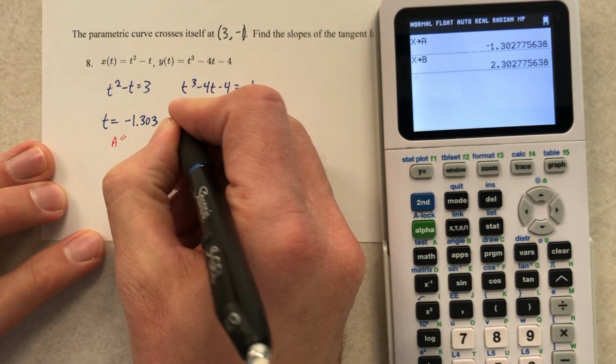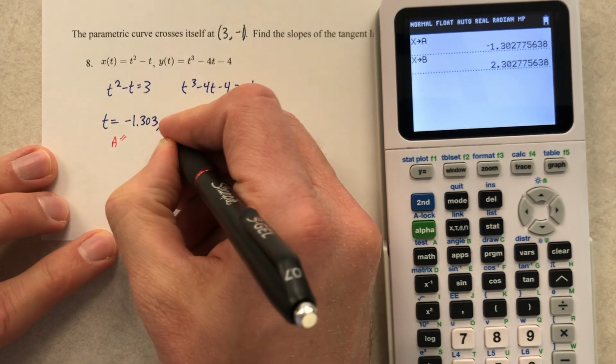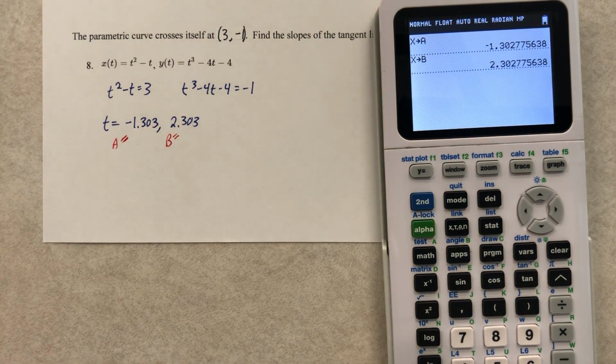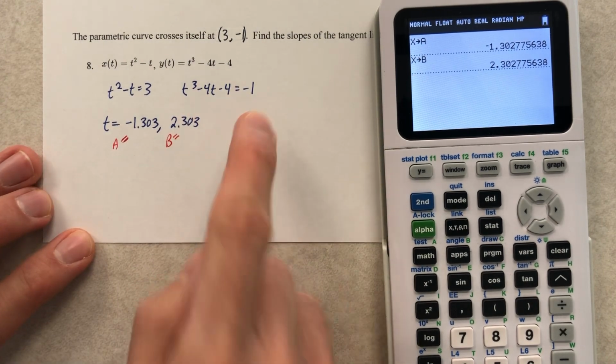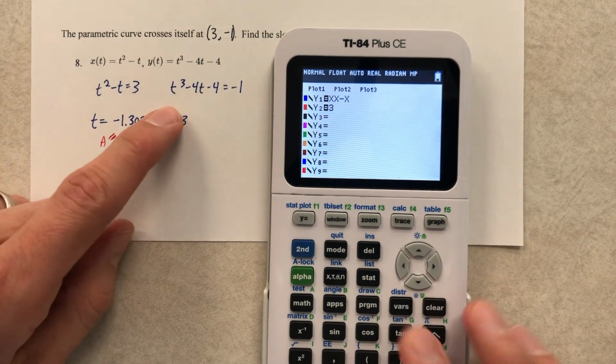So 2.303, and this will be B. Okay, this is not the official way to write it. Sorry, I'm going to call that A and call that one B. Very quickly, I want to do this one as well and make sure I've just confirmed what's really happening here. So let's do this one.